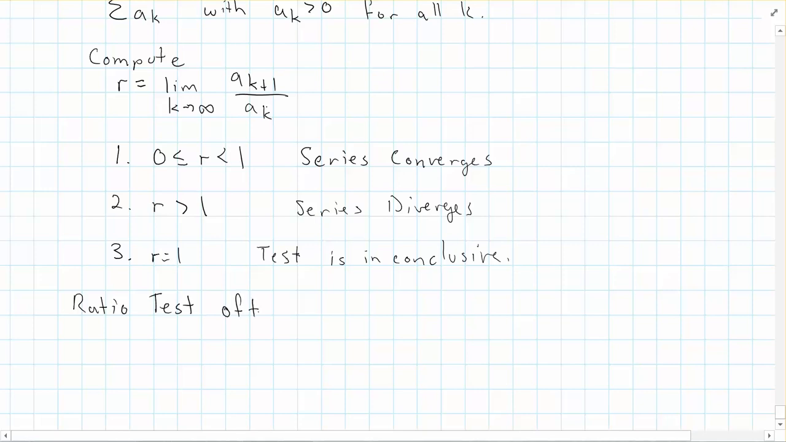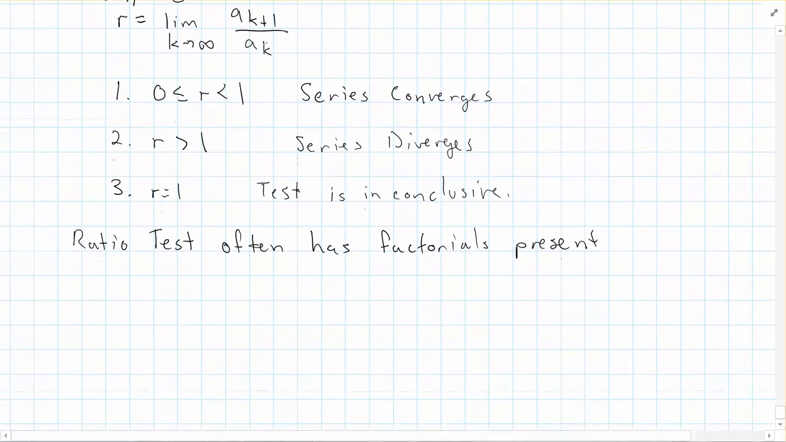Now, one way that you can determine that a ratio test is often appropriate is when the series has factorials present. So before we even look at an example, I want to review factorials here, because we're going to have to be simplifying factorials.